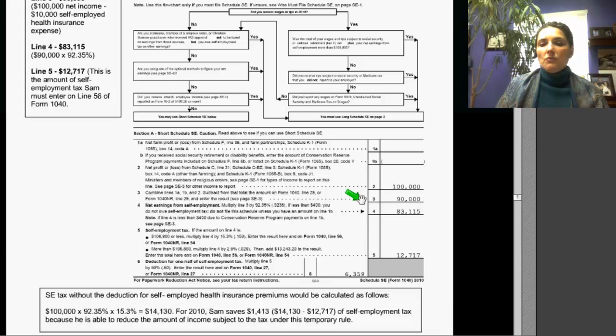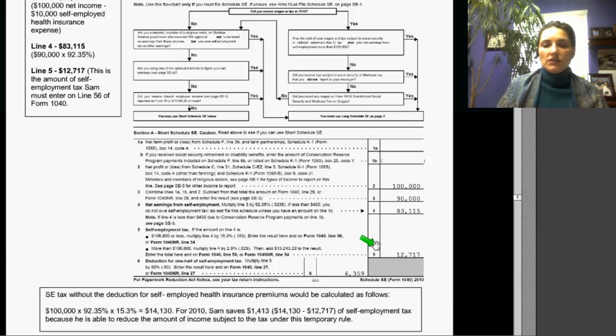line 3. We then take line 3, multiply that by 92.35%, and enter the total on line 4, $83,115. Next, we take the total on line 4 and multiply that by 15.3%. That gives us $12,717. Then on line 6, we multiply line 5 by 50% and enter $6,359 on line 6.